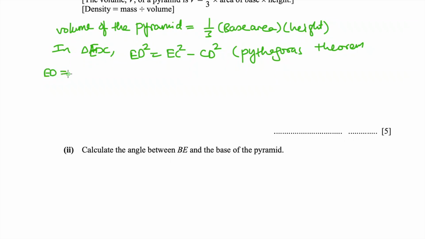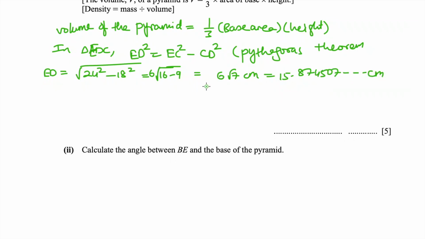Therefore, ED will be equal to square root of 24 square minus 18 square, and this would be equal to, if I take 6 common out, it will be 16 minus 9, and so 6 root 7 centimeters, and this value is equal to 15.874507 and so on in centimeters.